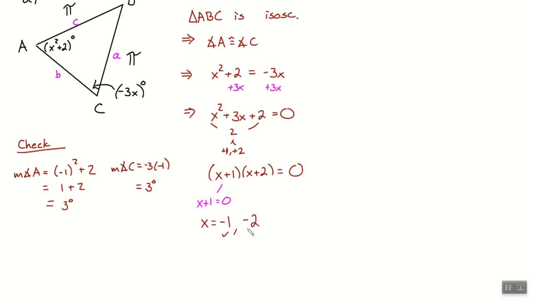Does negative 2 work? If I did this with negative 2, what's negative 2 squared? Plus 2? That gives me 6 degrees. That's a reasonable angle. What's negative 3 times negative 2? And did they match again? Hey, check it out. Our value of x is either, and we'll just write our final answer. For our situation, in this context, x is either negative 1 or x is negative 2.